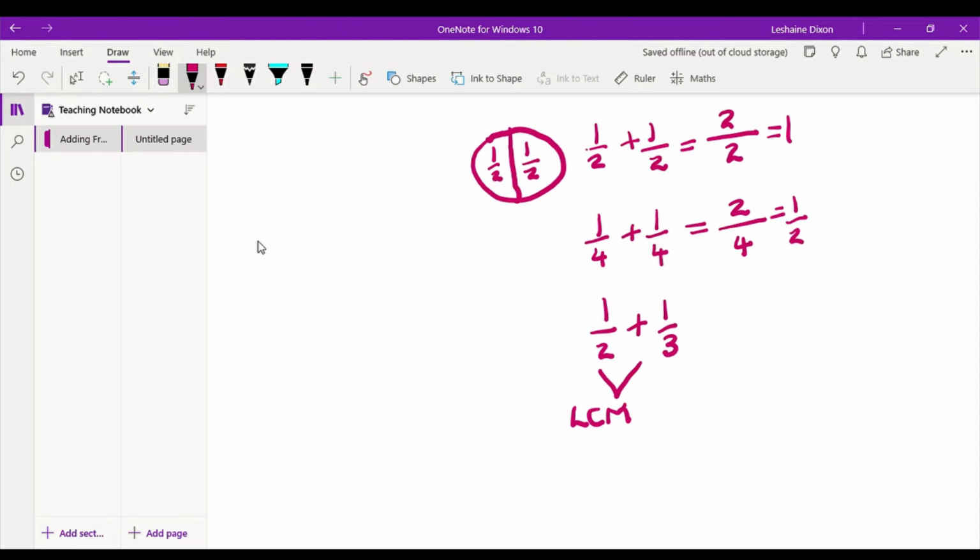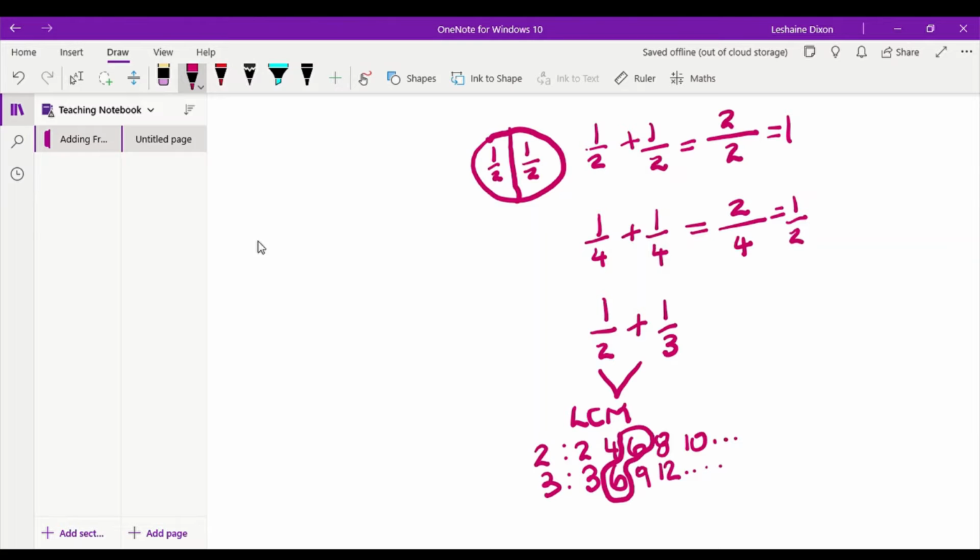So I'm just going to list out some multiples of 2. So multiples of 2, you have 2, 4, 6, 8, 10, and the list goes on. Multiples of 3, you have 3, 6, 9, 12, and the list goes on. Now, there will be common multiples, but we're not looking for only common multiples, we're looking for the lowest one. So the multiple that is the lowest, it would be 6.